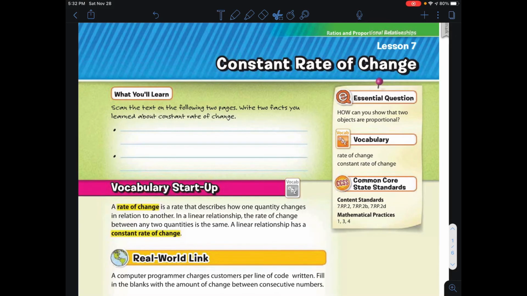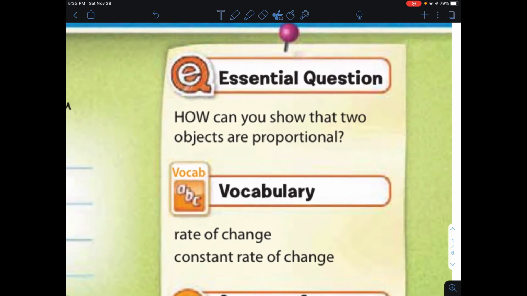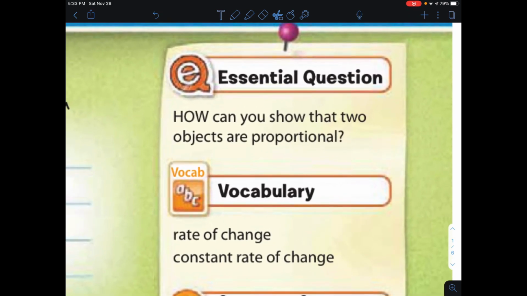Lesson 1-7, and this is the constant rate of change. So in this lesson we will learn what the constant rate of change is and what rate of change is all about. So for this lesson we go back to the essential question. The essential question is, how can you show that objects are proportional?